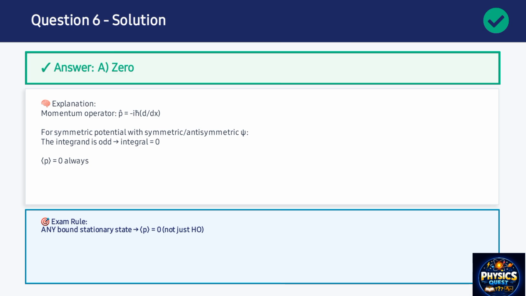We have the momentum operator equal to minus iħ ∂/∂x. For a symmetric potential with a symmetric or antisymmetric wave function, the integrand is odd, which means the integral is equal to 0. Expectation value of p equals 0 always. So the exam rule: for any bound stationary state, the expectation value of p is 0, not just the harmonic oscillator.